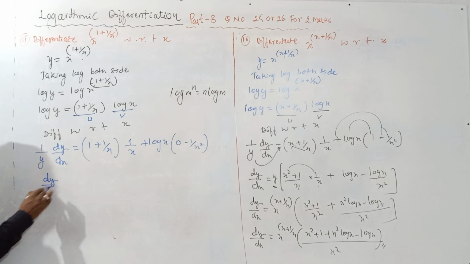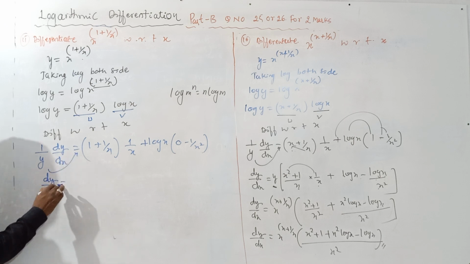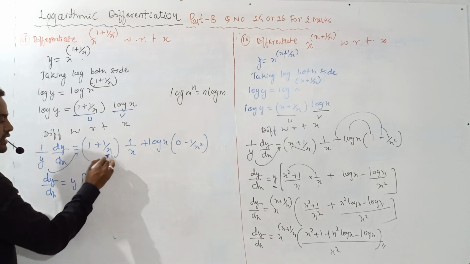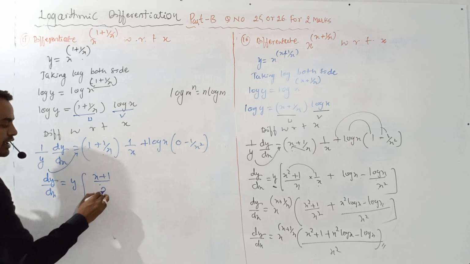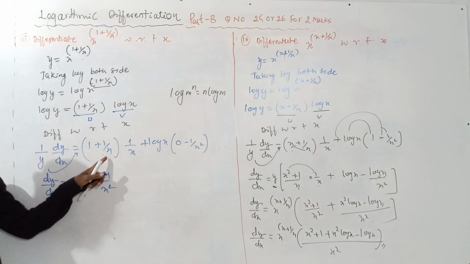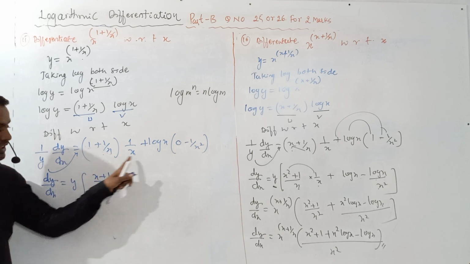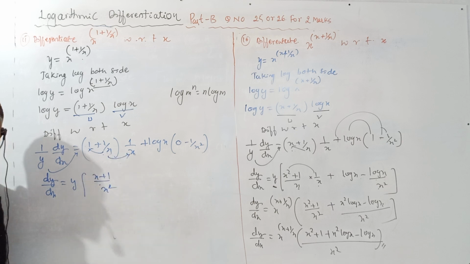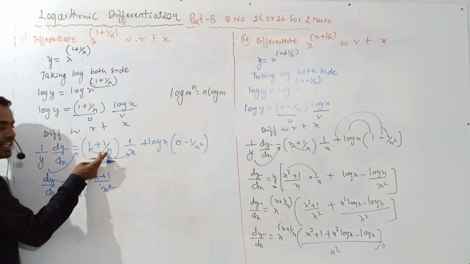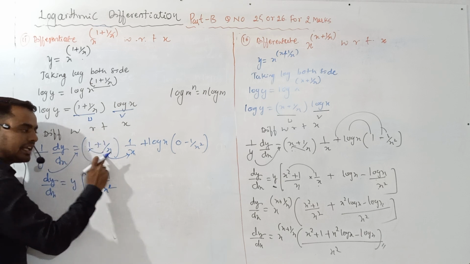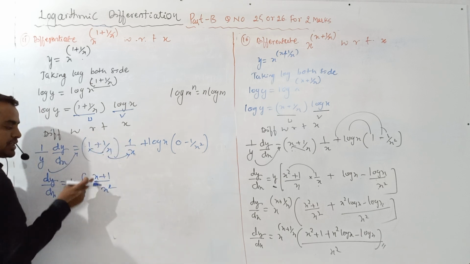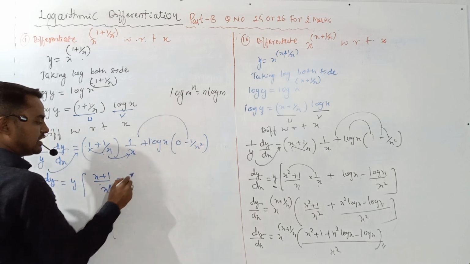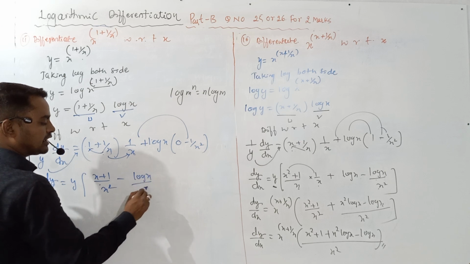Now dy by dx is equal to y into x into 1, x plus 1, then x plus 1 divided by x. x into x is x square. I am writing one step directly here: after the LCM, we multiply here, x into 1 plus 1 by x gives x plus 1, and x into x gives x square. Then plus into minus, minus log x into 1, log x, divided by x square.